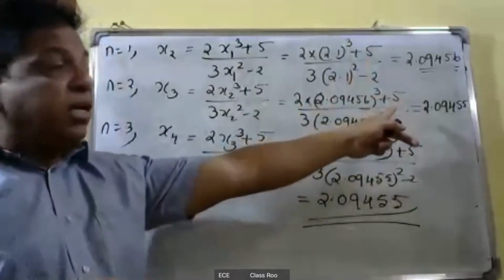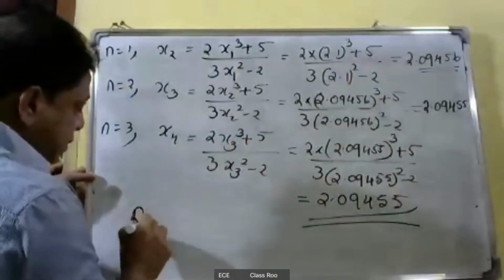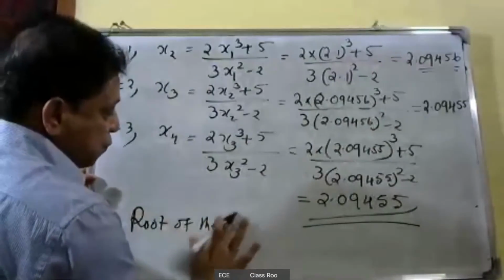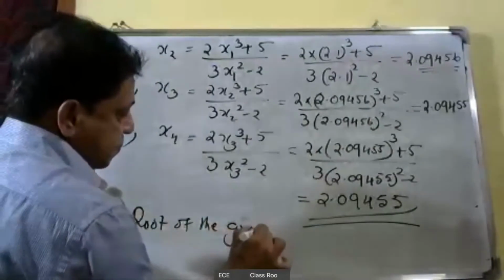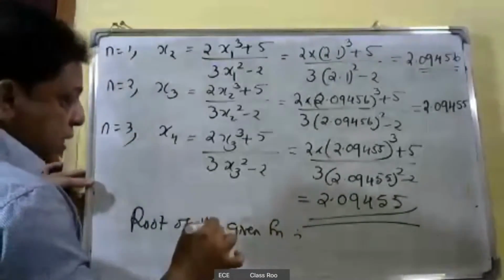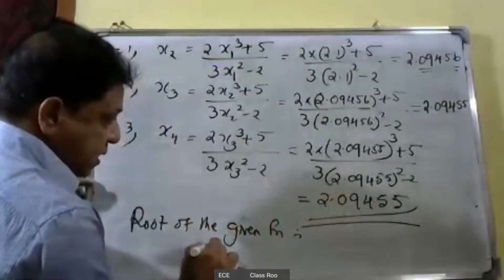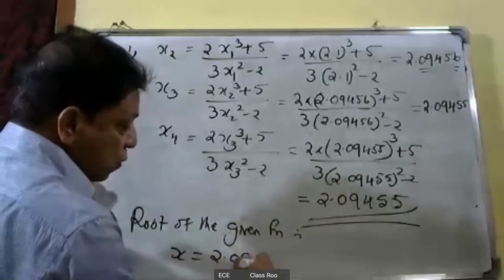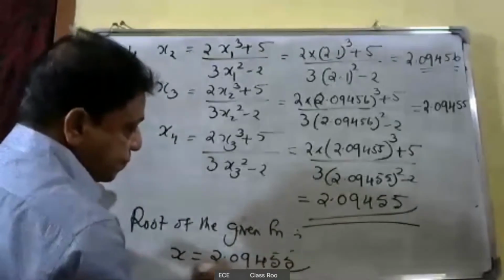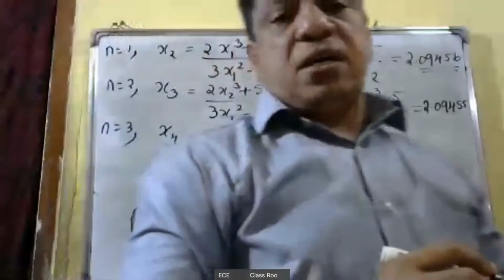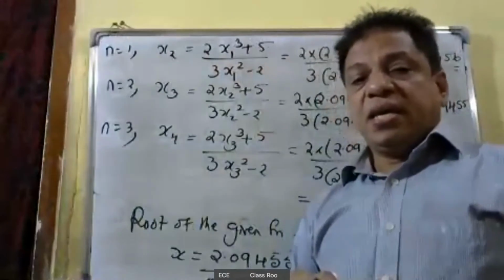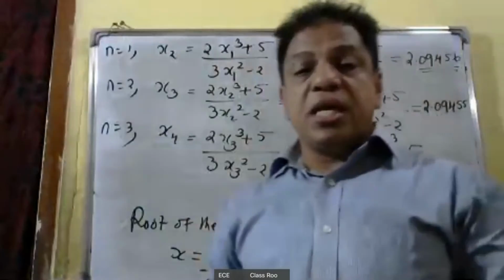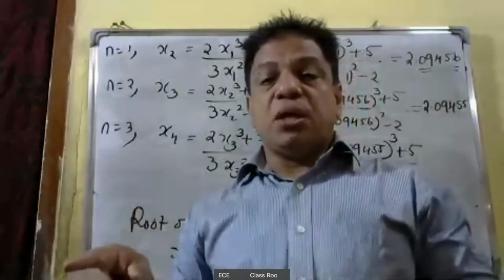The root of the given function, correct to 5 decimal places, is x is equal to 2.09455. This is the procedure for finding the root of a function by using Newton-Raphson method.